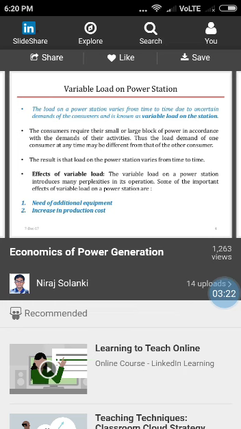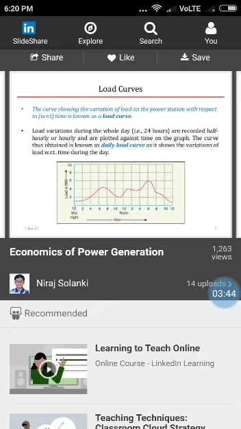Effects of variable load. The variable load on a power station introduces many perplexities in its operation. Some of the important effects of variable load on a power station are the need of additional equipment and increase in production cost.